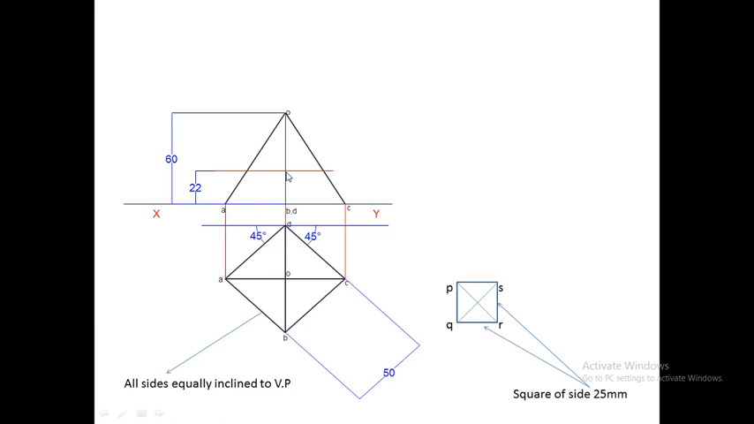Now in order to draw this square of side 25 mm in the front view, first draw a square somewhere in the top view here. Since the square hole is given of side 25 mm, so draw a square PQRS anywhere here with side 25 mm.